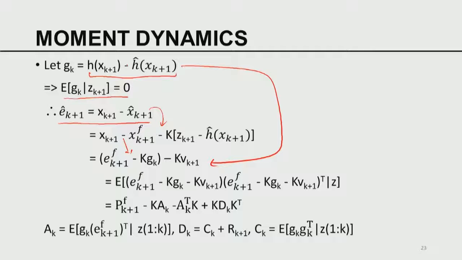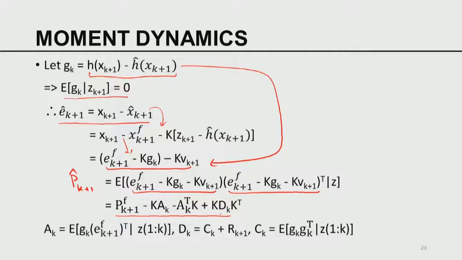g_k and v_k are random quantities. I want to be able to compute the analysis covariance. In this case, the left hand side must be P_{k+1} hat. P_{k+1} hat is equal to this analysis error expression times its transpose conditioned on z. If I multiply these two, after a lot of algebra, I get this expression.